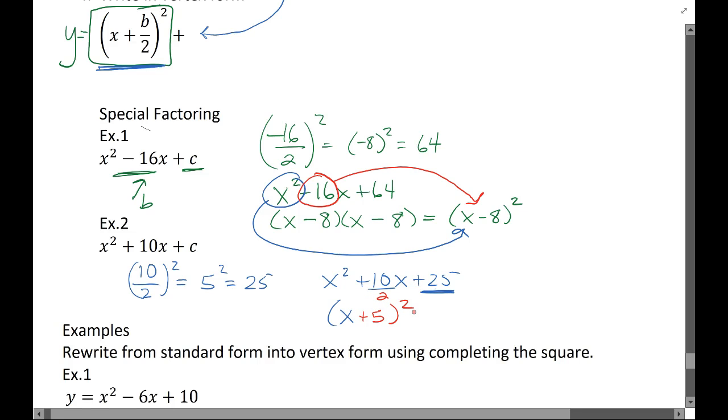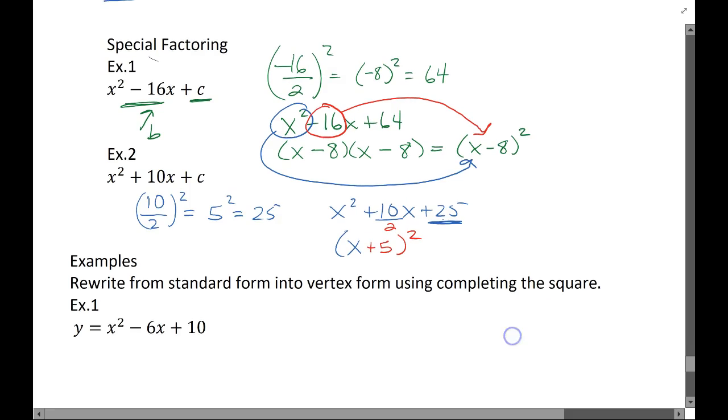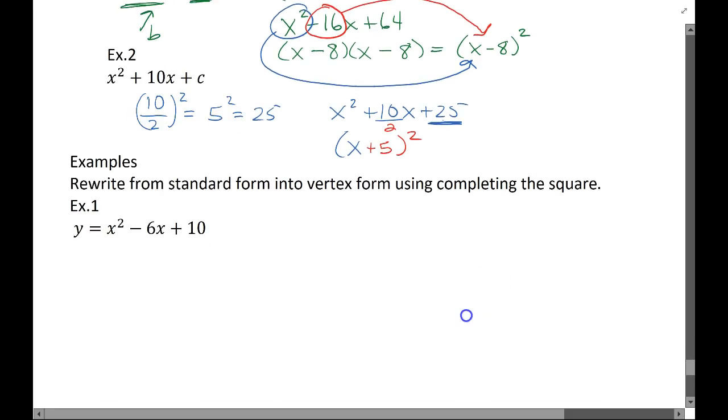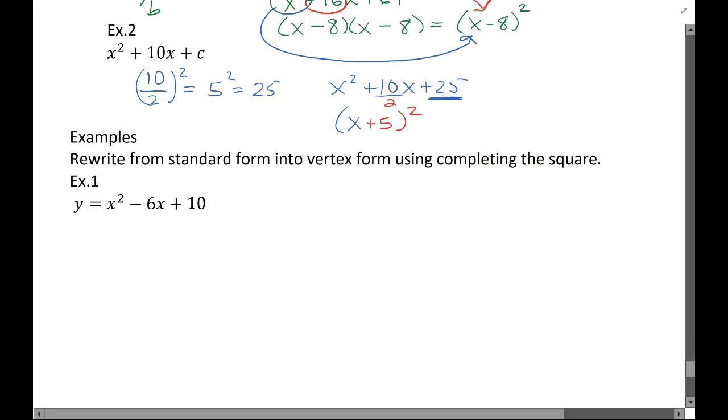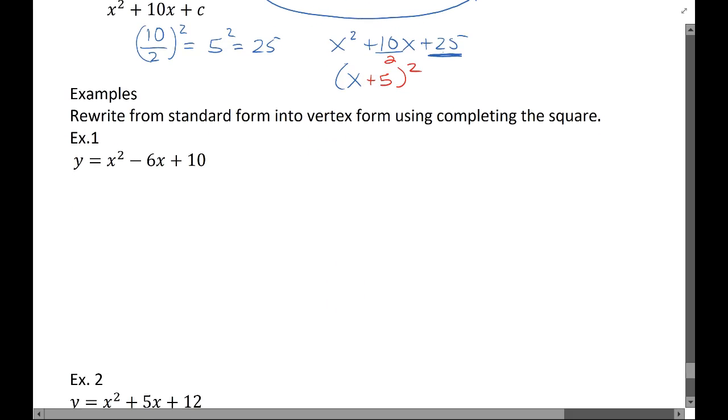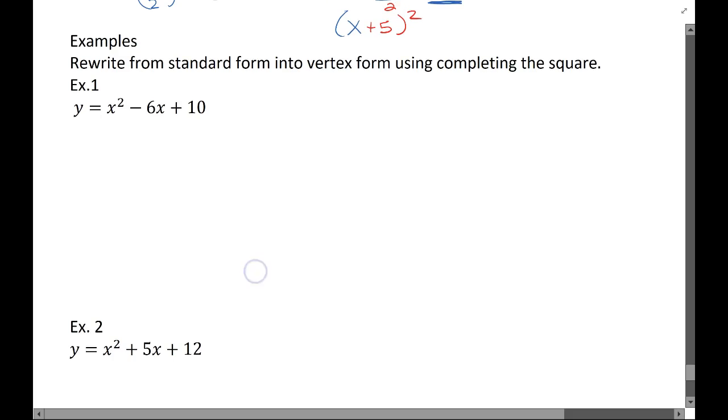All right, so now let's take that into a regular equation. So we're going to rewrite from standard form into vertex form using completing the square. If you notice on this first example, it is equal to y, so we want to set it equal to 0. So x squared minus 6x plus 10 equals 0.